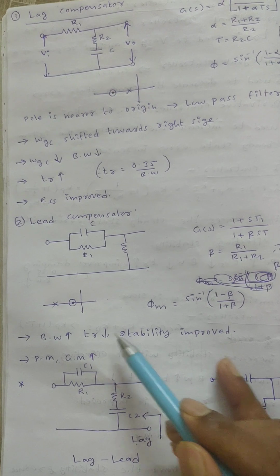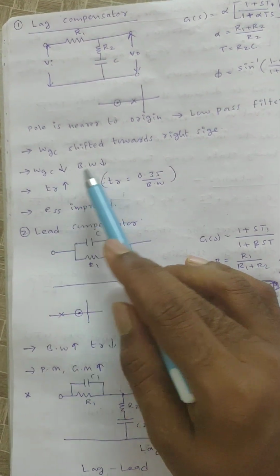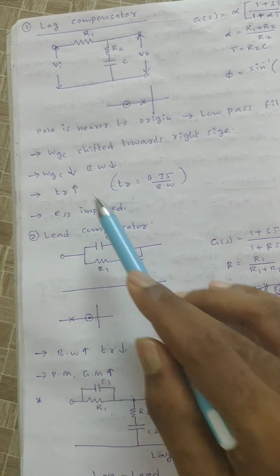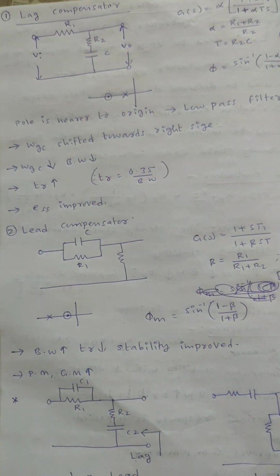Bandwidth increases, rise time reduces, stability is improved, phase margin and gain margin are improved, right? Here for the lag compensator, bandwidth reduces, rise time increases, and steady state error is improved. That is the same as PI. The lead compensator is the same as the PD controller.